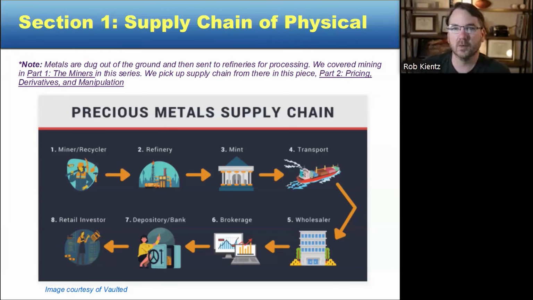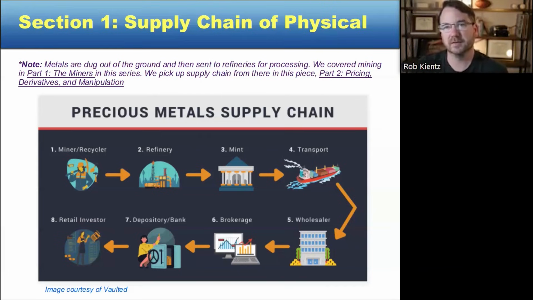Back when gold was money, or we were on the gold standard and you had gold and dollars trading side by side and dollars were redeemable in gold. That's not really the way it works anymore. So a lot of times you don't have a depository bank in the middle. You have a wholesaler straight to dealer, which is the more common pathway.